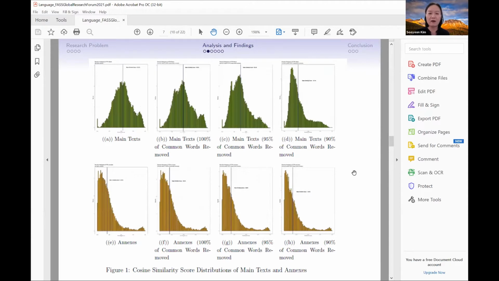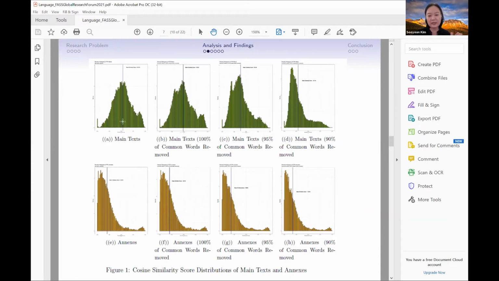These are our histograms of similarity scores for a given pair of agreements. We've got almost 400 pairs, and the histogram plots the frequency of different similarity scores. The top gives you the similarity scores for the main texts: the main text with all words included, with common words removed beyond the stop words, and with 90% of common words removed. These are the main texts, and these are the figures for the annexes: green for main and yellow or brown for the annexes. As you can see, in each case, there's a difference.